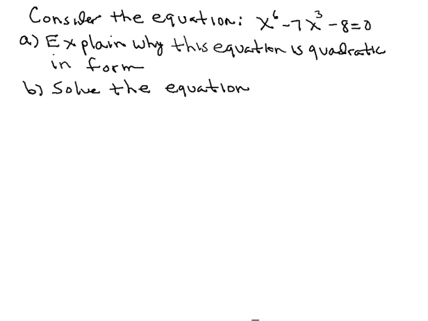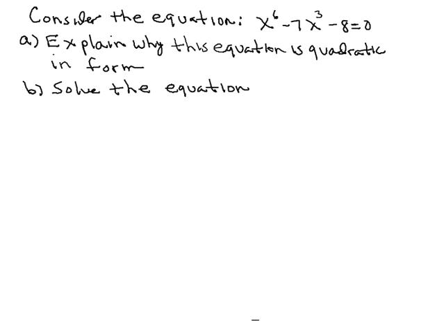And the key to recognizing whether an equation is quadratic in form is to see if one of the variable expressions in the equation is the square of another variable expression in the equation. So the first example we're going to look at is x to the 6th minus 7x cubed minus 8 is equal to 0.